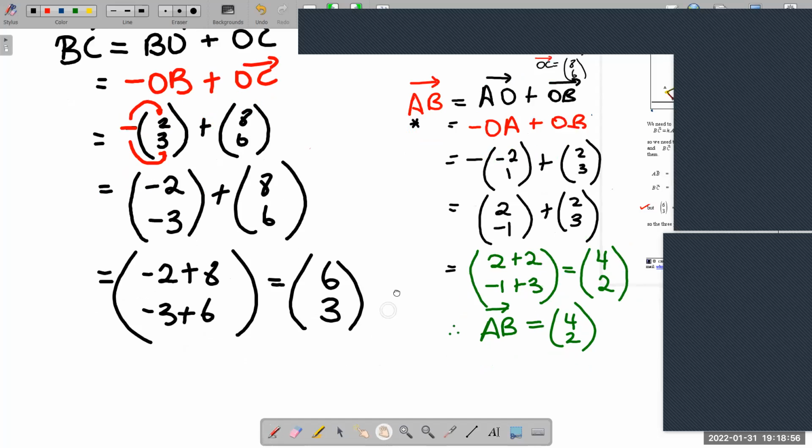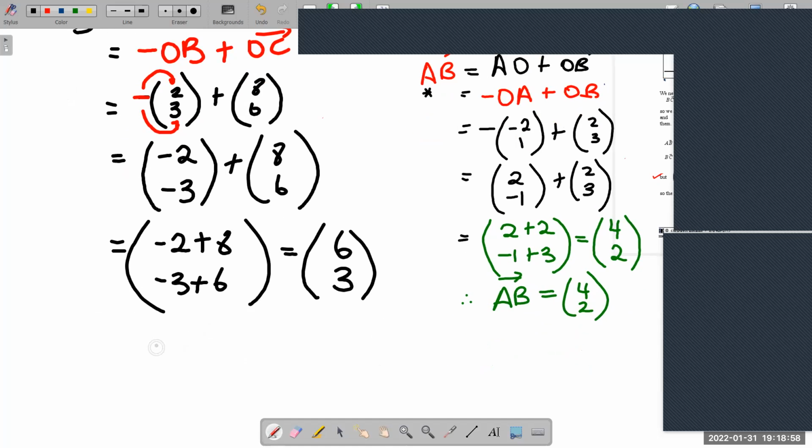So we have our two new lines. So we got BC. Don't forget your arrows, because remember, if you just put BC by itself, that just means a regular line. That's not a vector. So always put your arrows. So BC is equal to (6, 3). Guess what, guys? That's it.